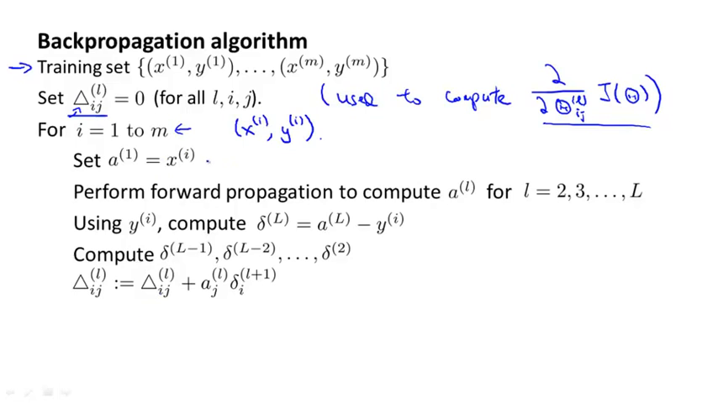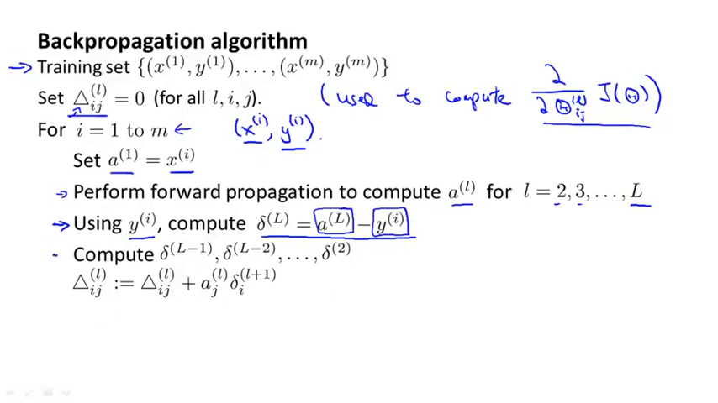For the ith iteration, we're going to be working with the training example xi, yi. The first thing we do is set a1, the activations of the input layer, equal to xi, the inputs for our ith training example. Then we perform forward propagation to compute the activations for layer 2, layer 3, and so on up to the final layer, layer capital L. Next, we use the output label yi from the specific example to compute the error term delta L for the output layer. So delta L is the hypothesis output minus the target label.